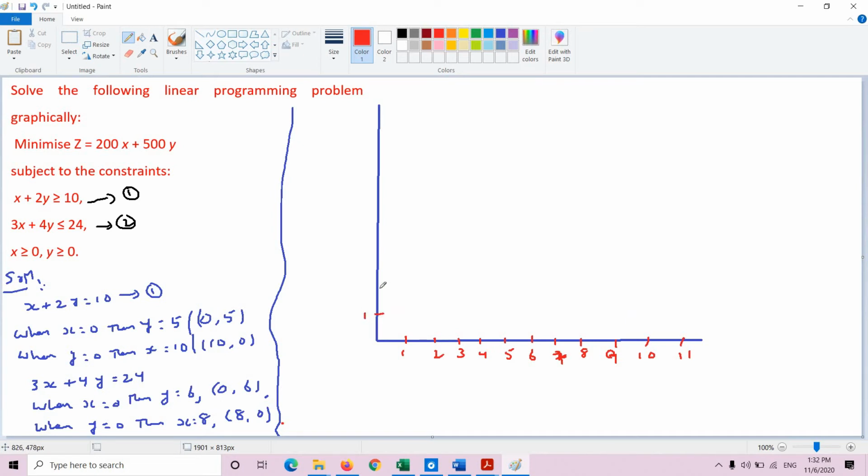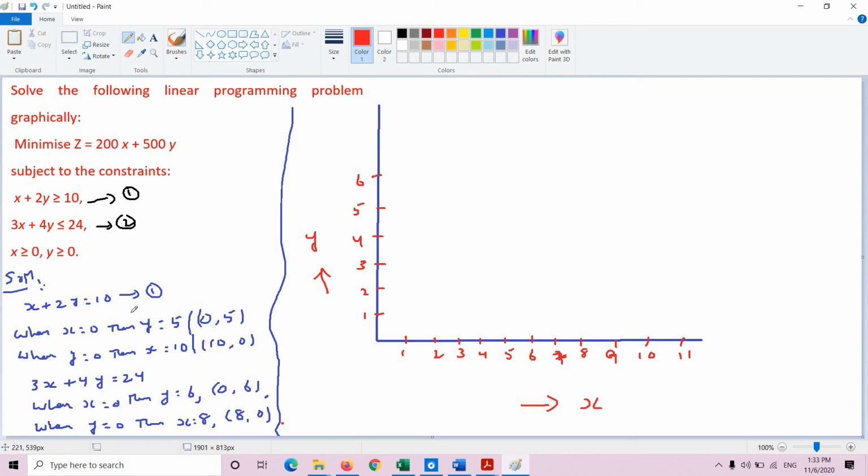1, 2, 3, 4, this is 5 and 6. Like this you have to take the scales on the x-axis and y-axis. Sometimes these variables are called x1 and x2 also. Here y is nothing but x2 and x1 will become x. Like this we can assume.